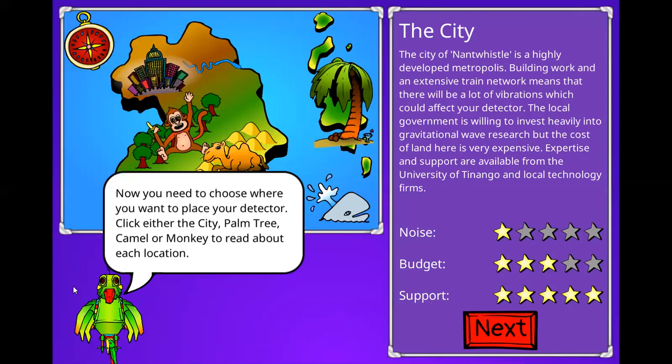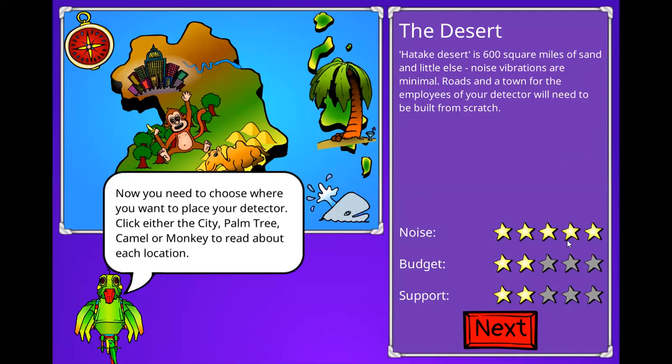Thank you. Okay. So you see here in the city that the detector has lots of noise. Why? Because we are in the city. We have seismic noise. We have cars passing by. We have people talking. We have everything. You have a mediocre budget, but you have lots of support. On the contrary, if you put it, for example, in the desert, noise is optimal, budget and support are bad. Which one would you choose?